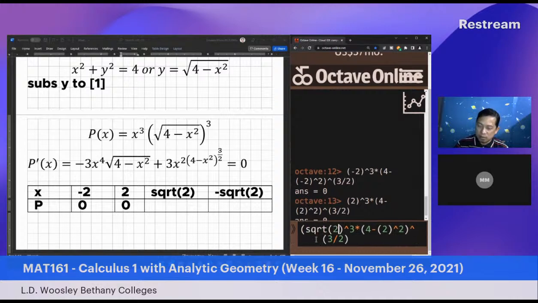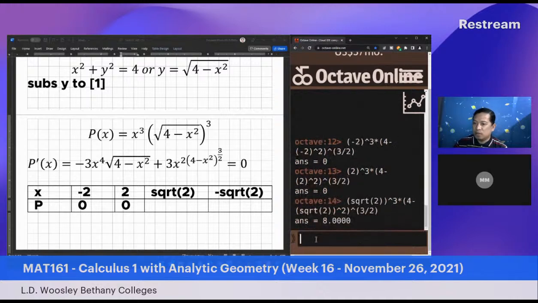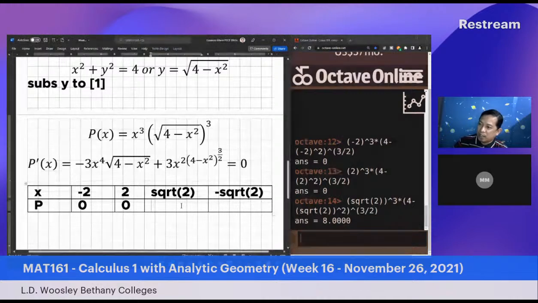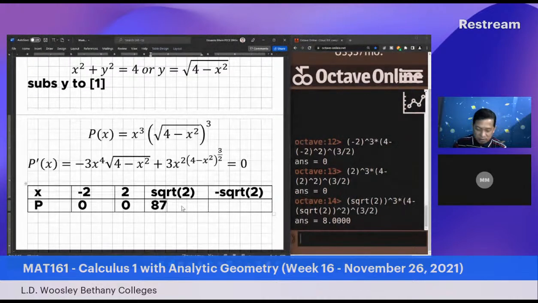Square root of 2. Right? Ito naman, square root of 2 din. Alright? Square root of 2, you have 8. So meron na tayong, kahit paano, may sagot tayo, no? 8. And then, negative square root of 2 is another root of that derivative, p prime of x, which is equal to 0. We have solved that through the MATLAB.